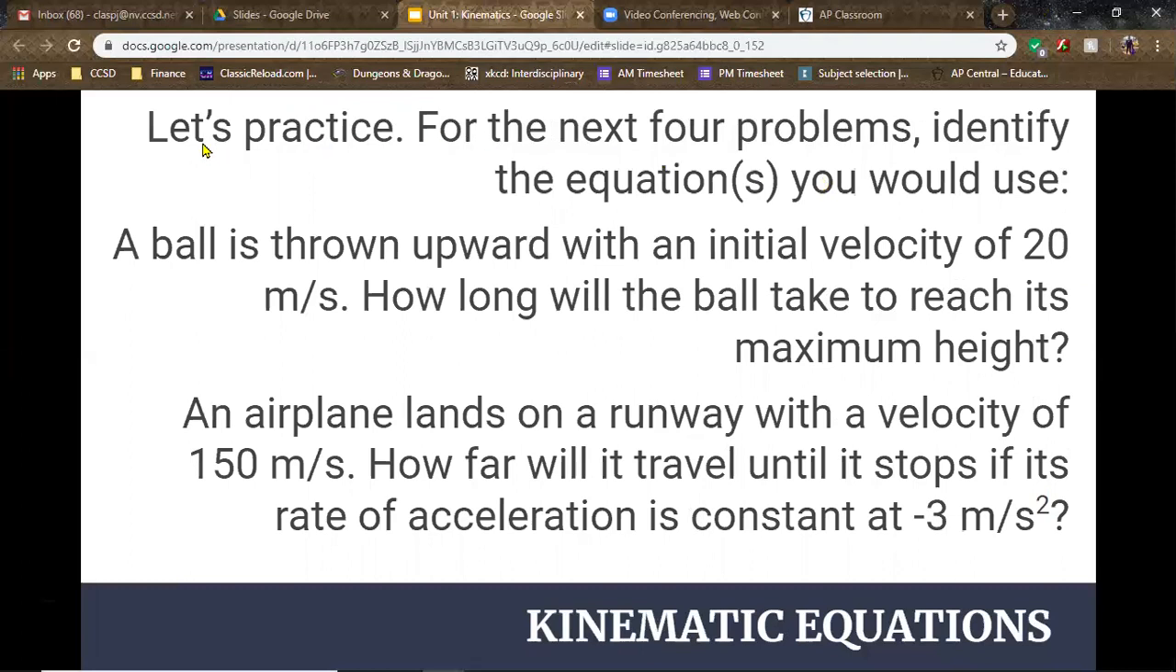So next four problems, I want you to practice. You don't have to actually solve them, you can if you want to, but I want you to just identify the equation that you would use to solve the problem, okay?